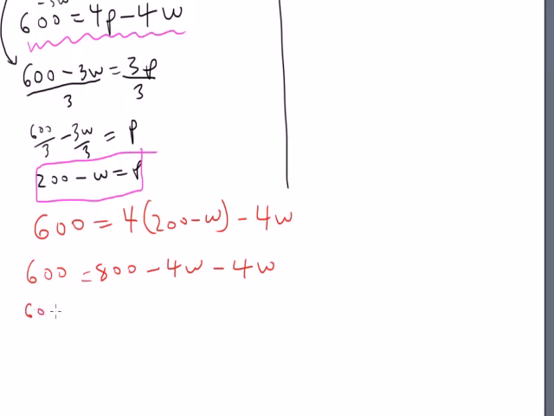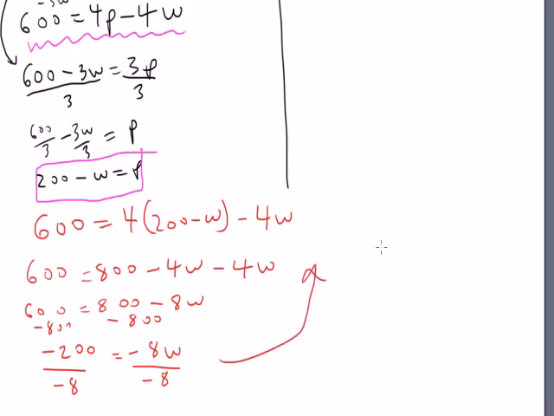Combine like terms on the right hand side, leaving everything else the same. I'll get 600 equals 800 minus 8w. Subtracting the 800 from both sides, I'll get negative 200 equals negative 8w. Dividing both sides by negative 8, negative 200 divided by negative 8 is going to work out to be 25.